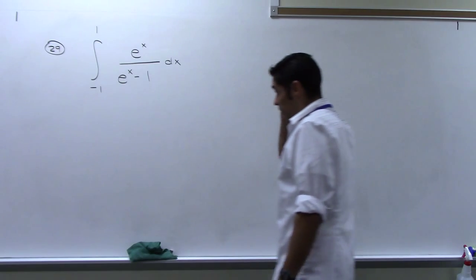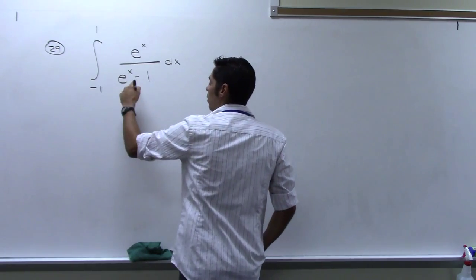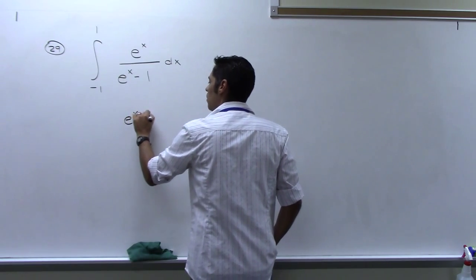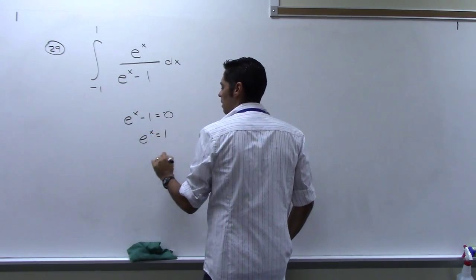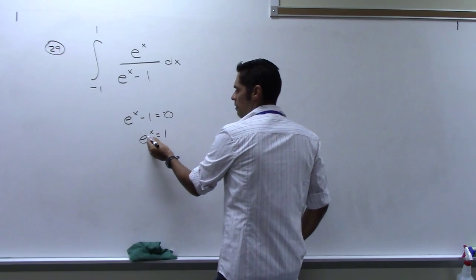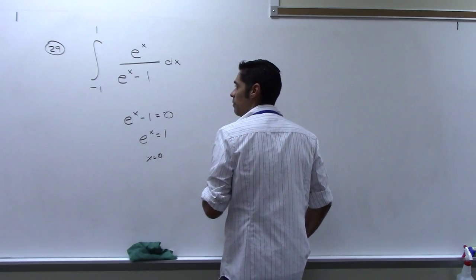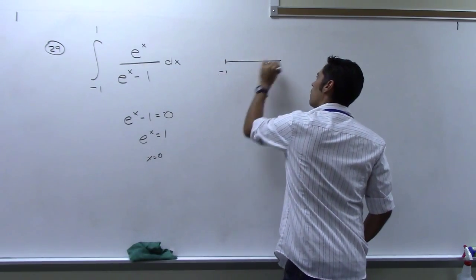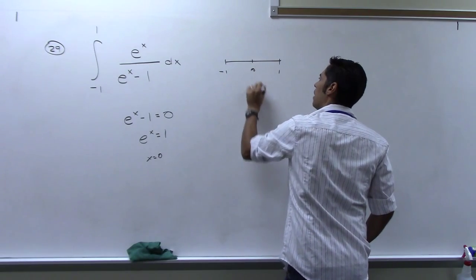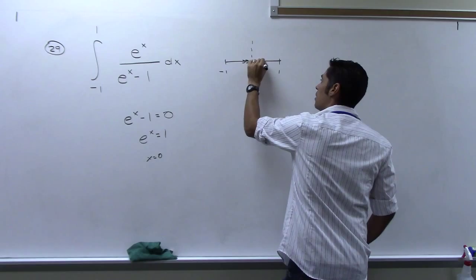All right, so the only issue I'd run into here, division by 0, would occur if e to the x minus 1 was 0. But that happens when e to the x is equal to 1. And you can tell here if I raise e to the 0, I get 1. So if x is 0, I have a problem. And 0 is within my interval. So I'm going to have something happening there. It's not good. So I'm going to have to approach it from both sides.